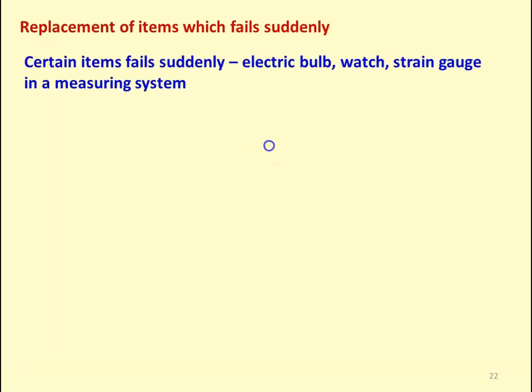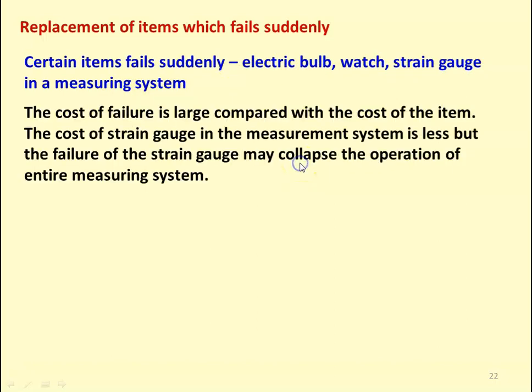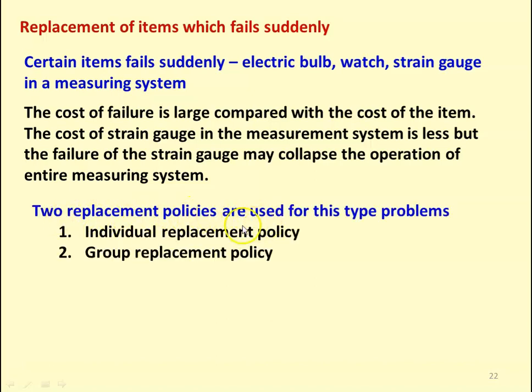So certain items fail suddenly, like an electrical bulb, watch, strain gauge in a measurement system, and the cost of failure is large compared with the cost of the item. The cost of an electric bulb may be small, but the failure of the electrical bulb will disturb the work in the office or the home. The cost of the strain gauge in the measurement system is less, but the failure of the strain gauge may collapse the operation of the entire measuring system. So the cost of the item is less, but the failure of the item will cost more than the cost of the item.